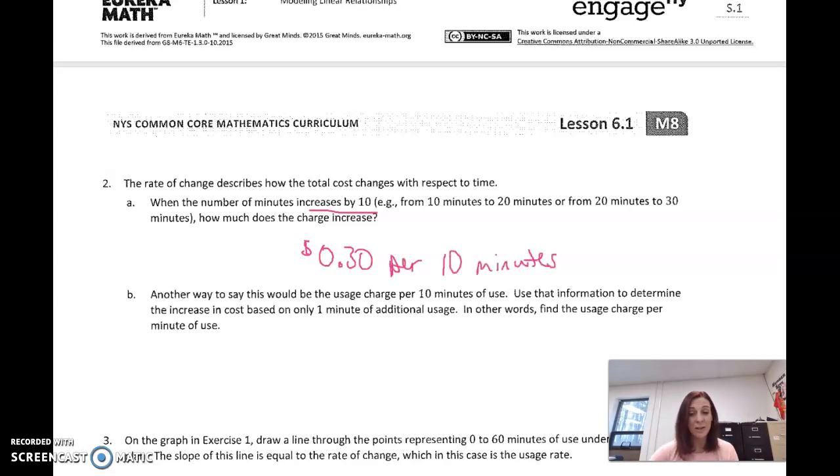Because it's not 30 cents per minute, it's 30 cents per 10 minutes. So another way to say this would be the usage charge per 10 minutes of use, okay? So the charge is per every 10 minutes of use. Use that information to determine the increase in cost based on only 1 minute of additional usage. In other words, find the charge per minute, unit rate. Okay, so remember our unit rate.